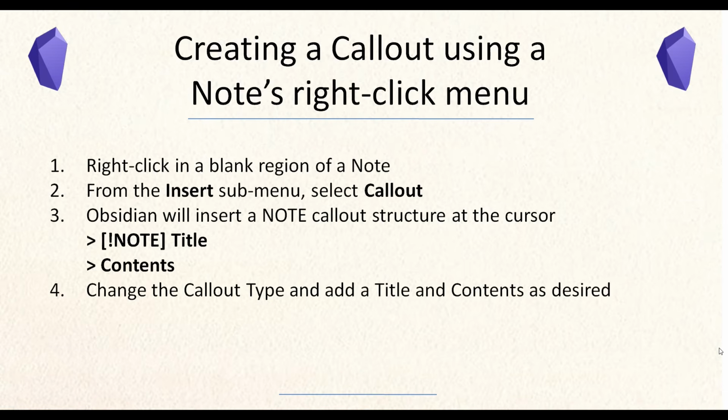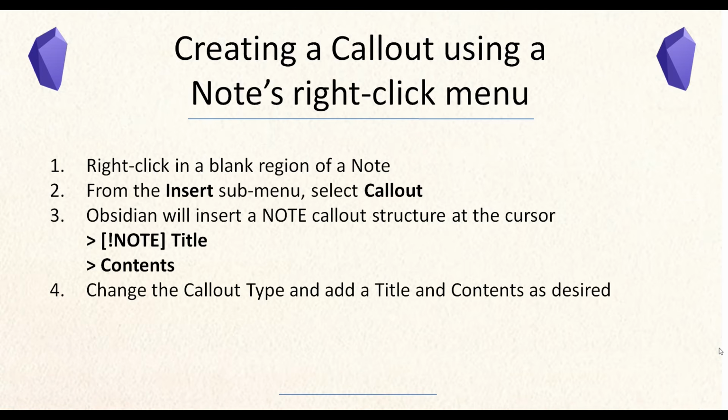And finally, we have creating a callout using a note's right-click menu. I've discussed the note's right-click menu in several of my videos. One of my early videos was exclusively devoted to this. I think this is the single most important, powerful feature in Obsidian, that right-click menu. You can do so many things from that menu very easily and very quickly. I'm thinking of making another video about that, an updated video, because it's just so important. I think I use the right-click menu more than any other single thing in Obsidian.